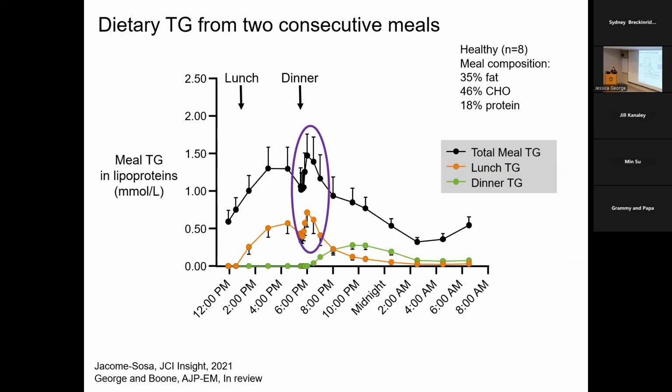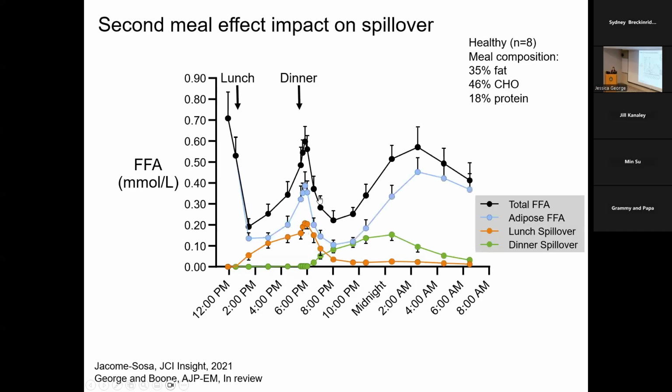So now if we look back at the data, what we can see is a rapid increase in TG right after the second meal is fed. This is due to the intestinal release of stored lipid from lunch, shown in the orange. So now that I've shown you the triglyceride concentration, let's look at FFA. This is a bit complicated, so we're going to go through it step by step.